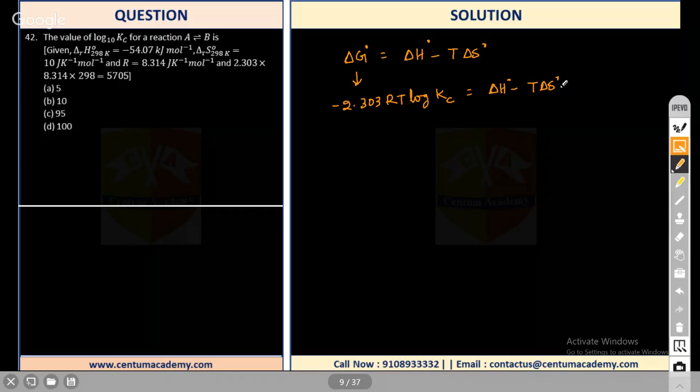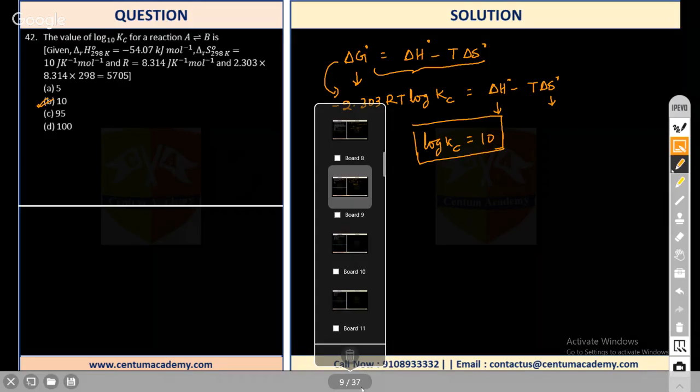All these things, you see, the value of delta H is given, delta S also given, temperature also given, RT we know, so log Kc we can find out directly. When you solve this expression, again you will get log Kc is equal to 10. So that's the answer, option B. You see, there are a few questions on this relation, delta G is equal to this relation and this relation. They ask many questions on these two relations, so you must remember these two relations for the exam.